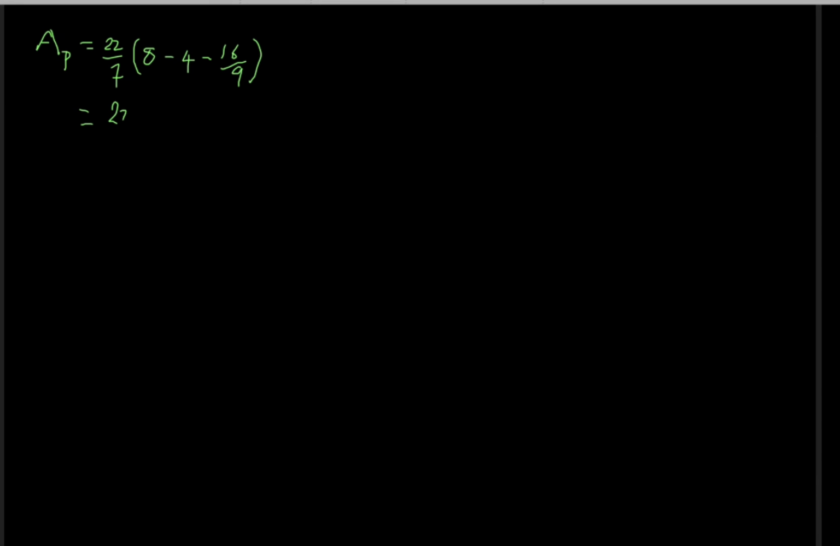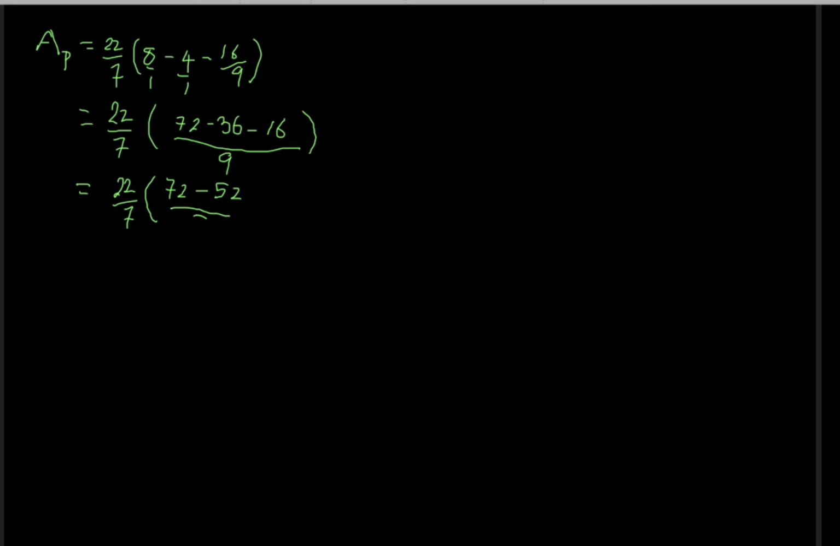I still have my 22/7. This time around, I'm going to take the LCM, which is 9. Here over 1, here over 1. So 1 times 9 is 9. 9 times 8 gives me 72. Minus 4 times 9 gives me 36. Minus 1 times 16 is 16. From there, we have 22/7 times 72 minus 36 minus 16, which gives 20/9. So that's the area of the shaded portion.